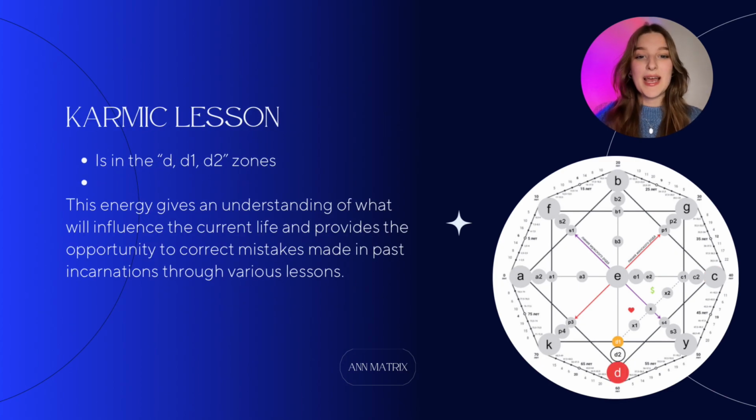The D zone and the other 2 points are your karmic lesson. This energy gives an understanding of what will influence the current life and provides the opportunity to correct mistakes made in past incarnations through various lessons. Unfortunately, these lessons carry negative manifestations of this energy, which you see in these zones, and which are worth paying attention to in order to work through a karmic task.